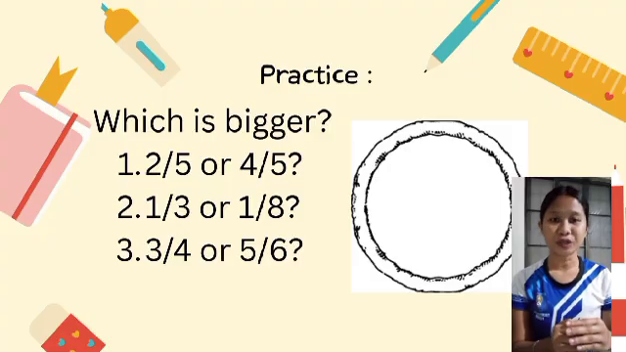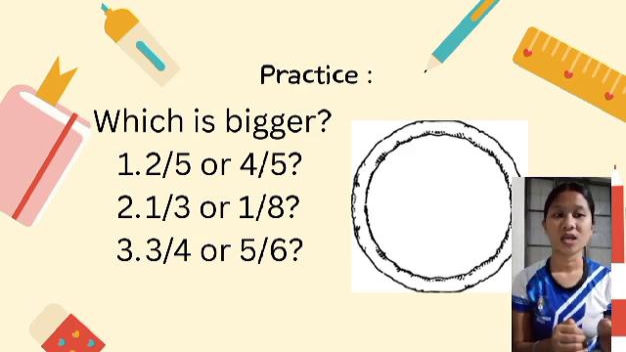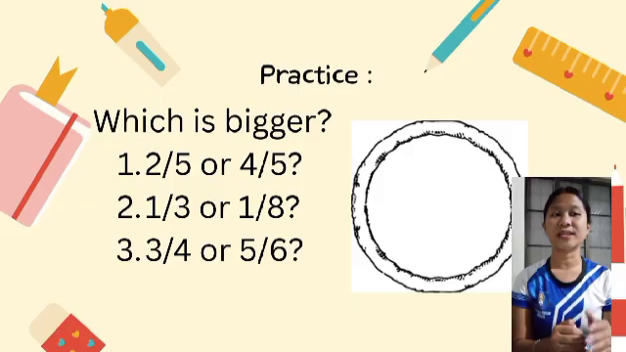Yes, very good. The denominators are different, so we make them the same. 3/4 becomes 9/12 and 5/6 becomes 10/12. Since 10 is bigger than 9, 5/6 is bigger than 3/4.